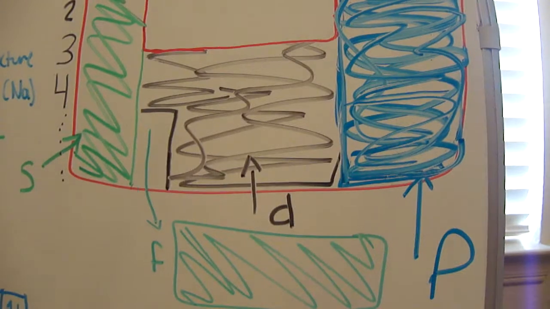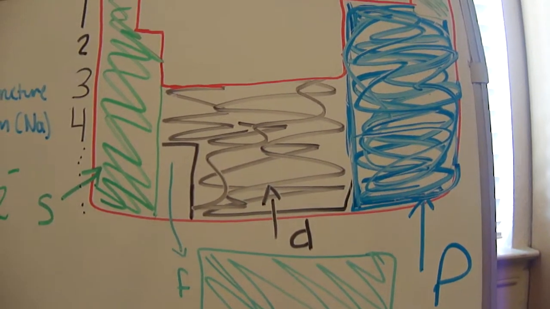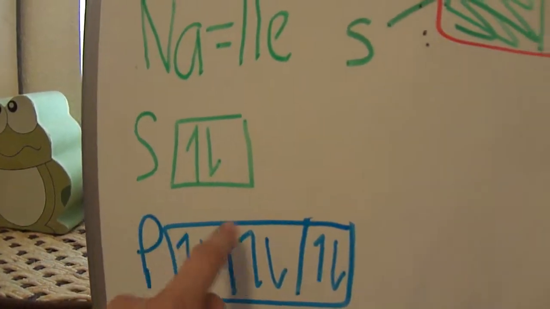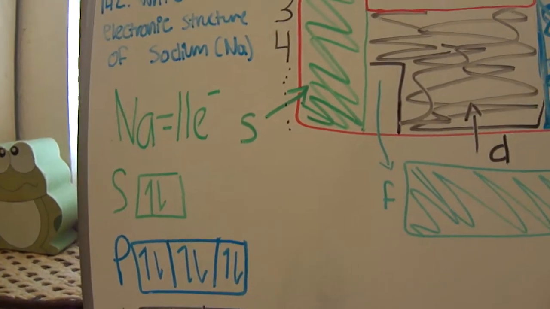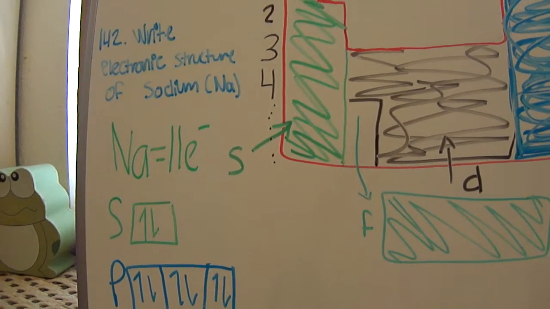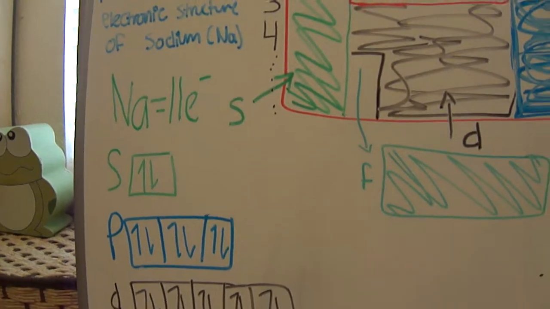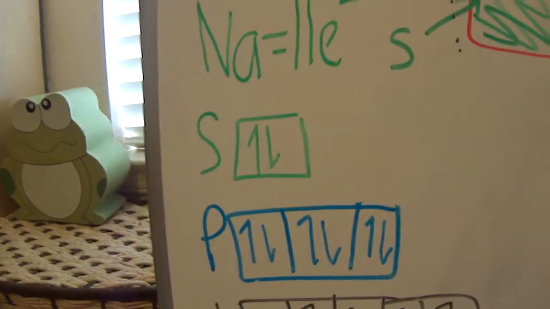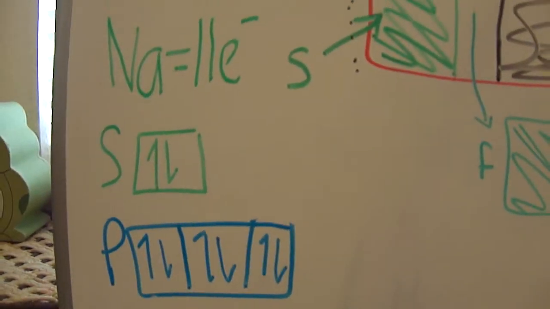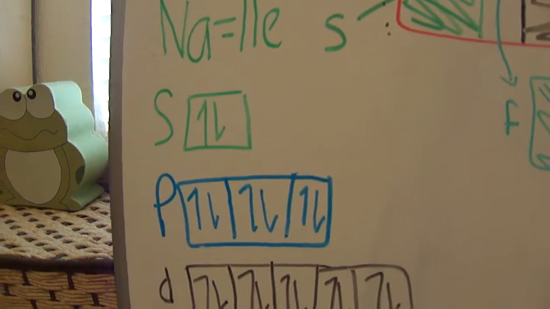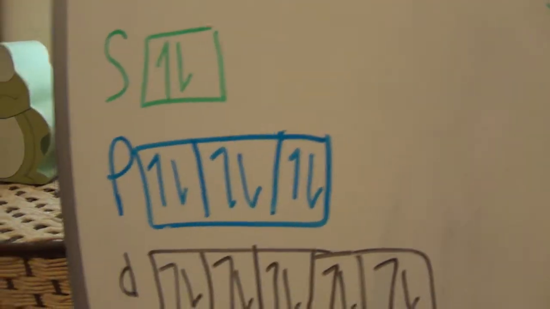S, P, D, and F are energy levels. And the volume of space that these electrons occupy are called orbitals. The orbital is a little box, and it can hold up to 2 electrons. It also is where the electrons are mostly found. So, the S level consists of 1 orbital. That means that it can hold up to 2 electrons. So it's 1 and 2.